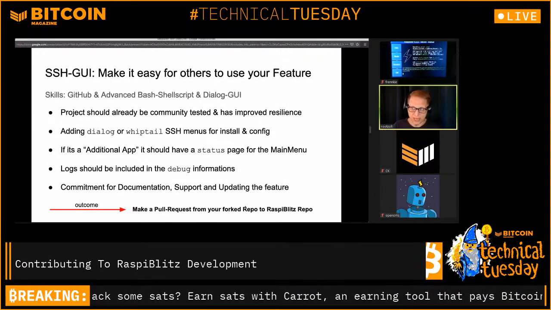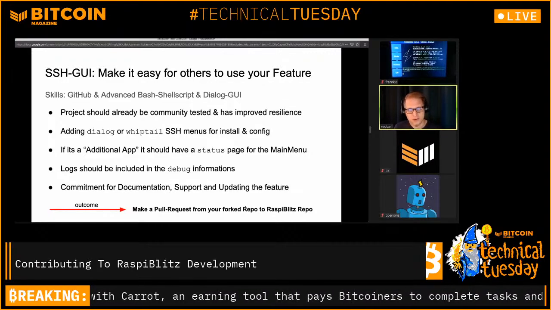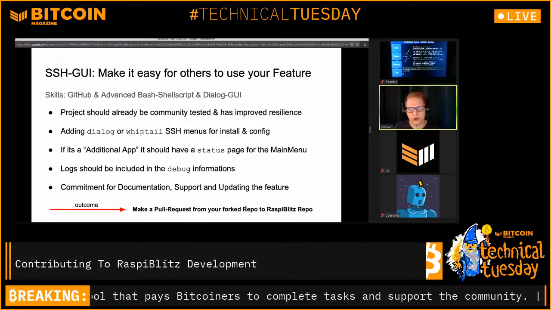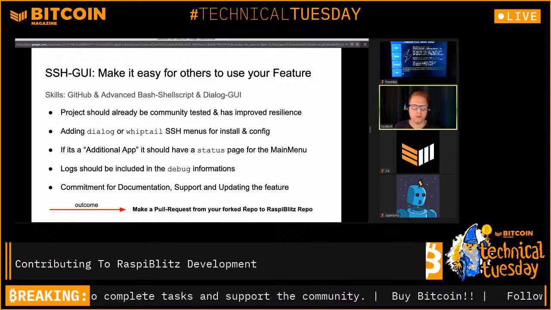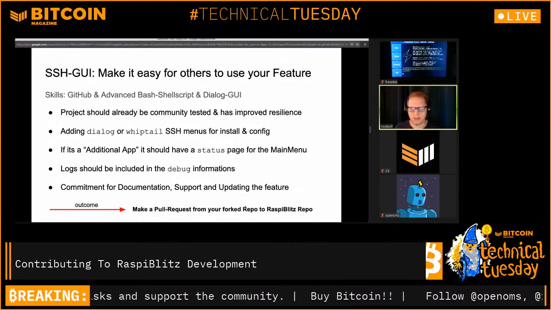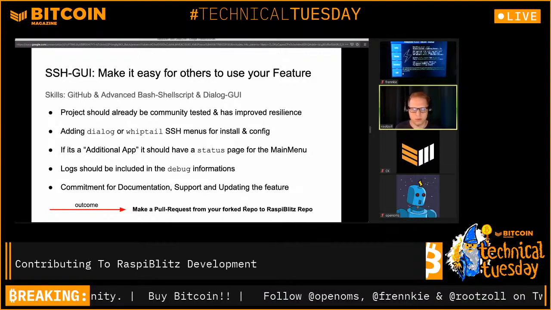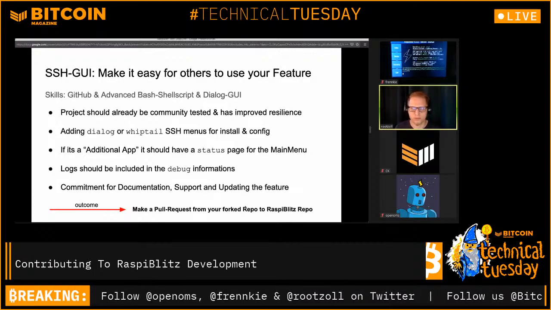Okay, so next level. We're almost on master level here. This is the SSH GUI. This is the moment where your config script has reached a certain maturity. Maybe some other people in the community tested it, it got good feedback, and people are interested in it.